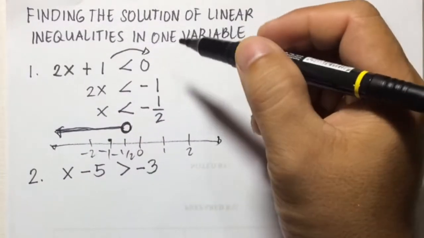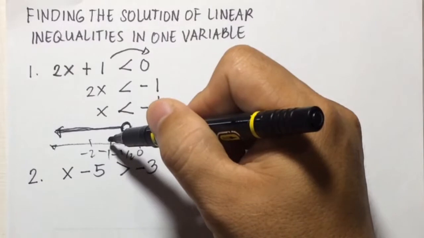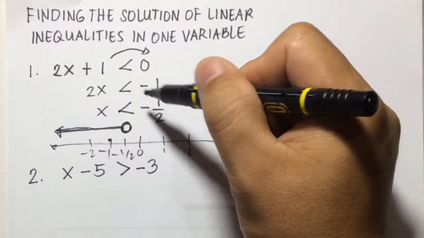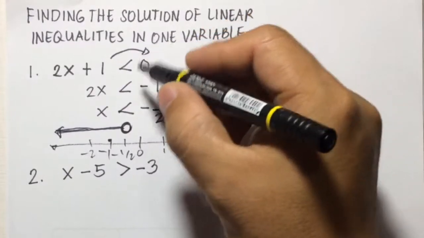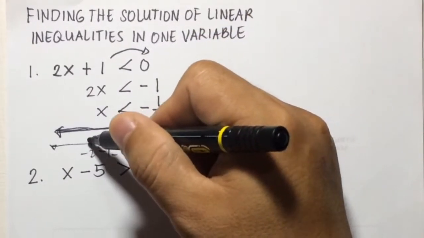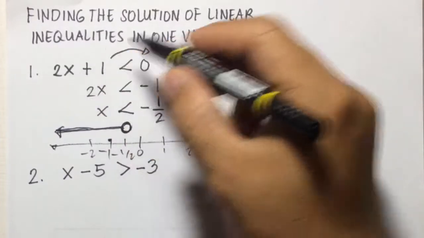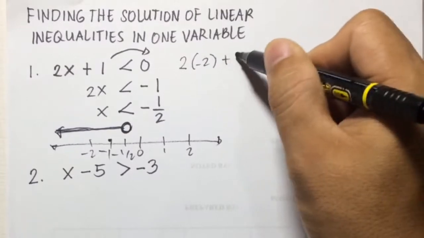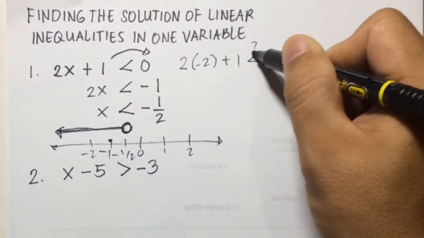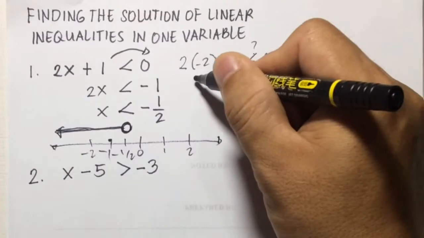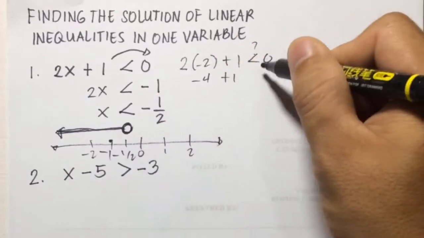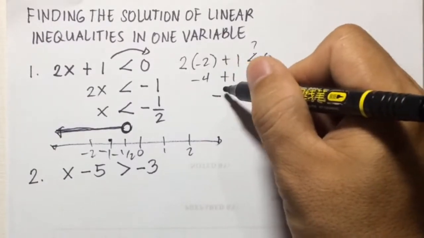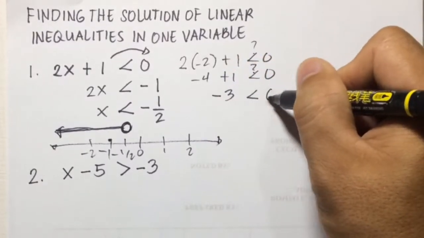So to check if our answer is correct, we can choose any number that's included in the solution to the original inequality. So we can have negative 2. If x is negative 2, we have 2 times negative 2 plus 1 is less than 0. 2 times negative 2 is negative 4, then plus 1, is it less than 0? Negative 4 plus 1 is negative 3, less than 0.